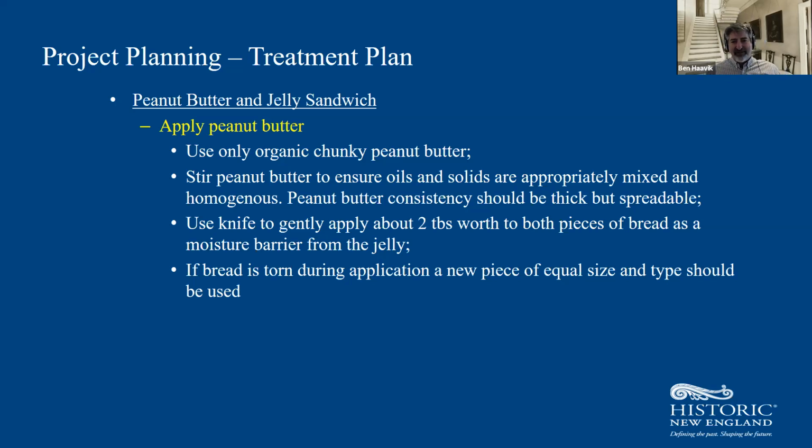But you're going to use the knife and gently apply about 2 tablespoons to both pieces of bread, so that's 4 tablespoons total. I could probably be clearer about that. And why are we doing that? Because it's going to be a moisture barrier from the jelly. I want it on both pieces of bread because I don't want the jelly leaking through. And now we've all tried to spread peanut butter, especially not well mixed organic chunky peanut butter, and you've ripped the bread.